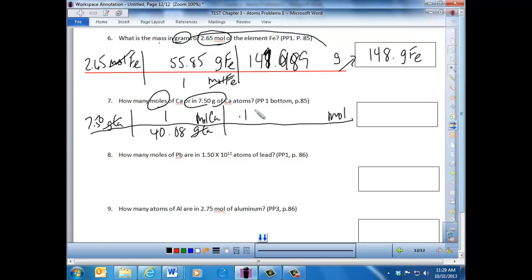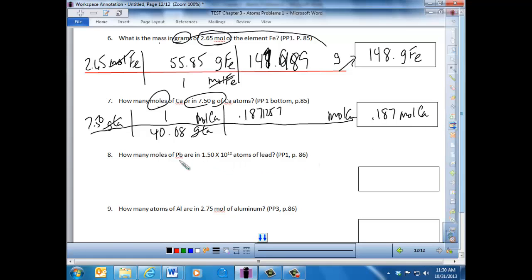So it's going to be 7.50 divided by 40.08. And when you do that division, it's 0.187125 something, 574957, whatever. And so this is moles of calcium. Again, we have three significant figures here, so we have to round this to 3. So it's 0.187 moles of calcium.